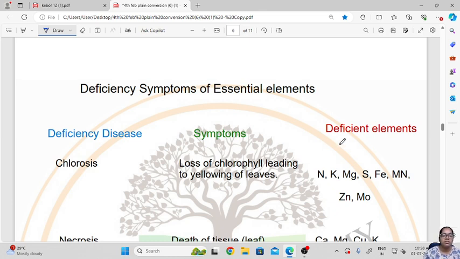So the first disease which is caused is chlorosis. So chlorosis, the symptom of chlorosis is loss of chlorophyll leading to yellowing of the leaves. So here what happens is the leaf lamina becomes yellow, which leads to the disappearing of the chlorophyll. This disease is called as chlorosis. And how it is caused? It is caused due to deficiency of the element, that is N, K, Mg, S, Fe, Mn, Zn and Mo.